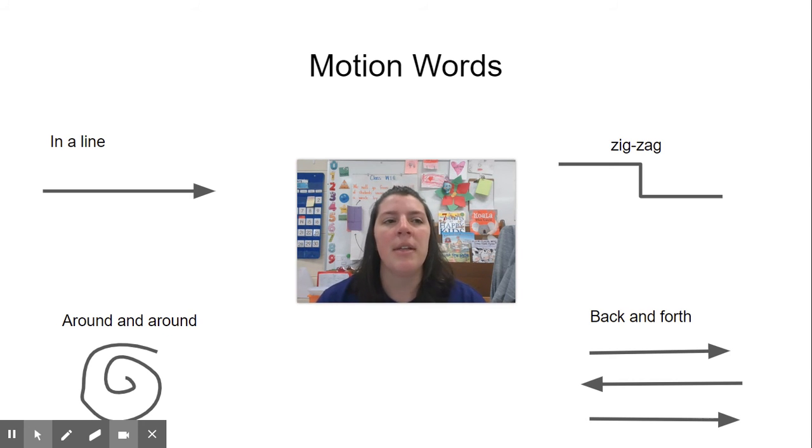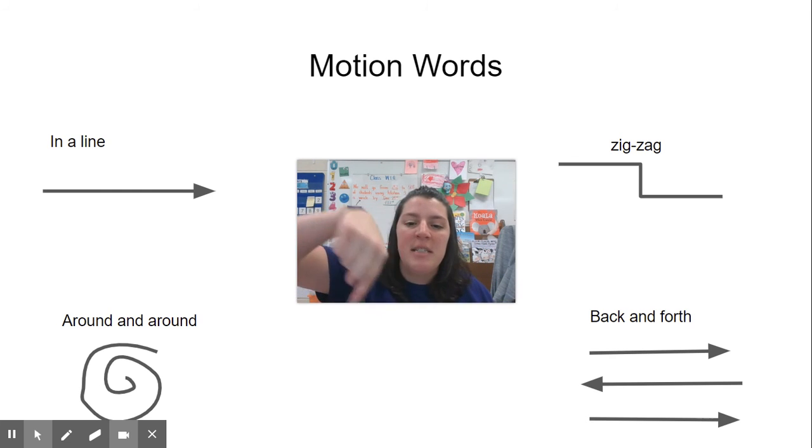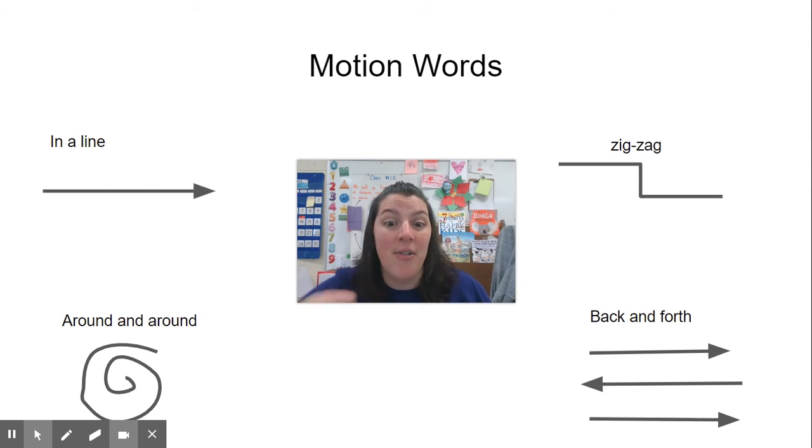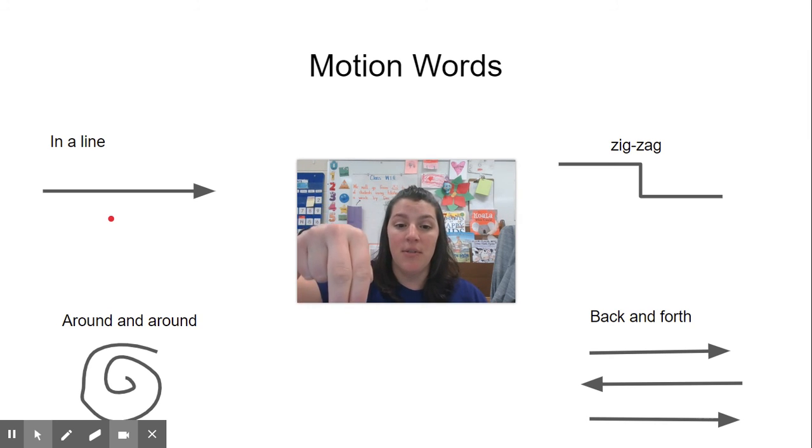I'm thinking about something that moves around and around. At my house, we have a record player. That's something you used to play music on. You put a record on it, and it spins around and around. What's something that might move in a line? Have you ever had to wait in a line? Sometimes the line moves. You go forward, forward, forward in a line.